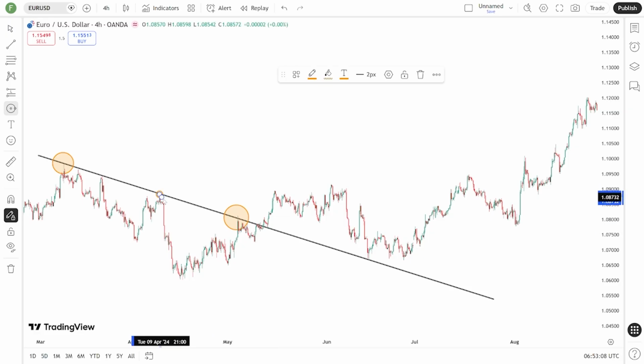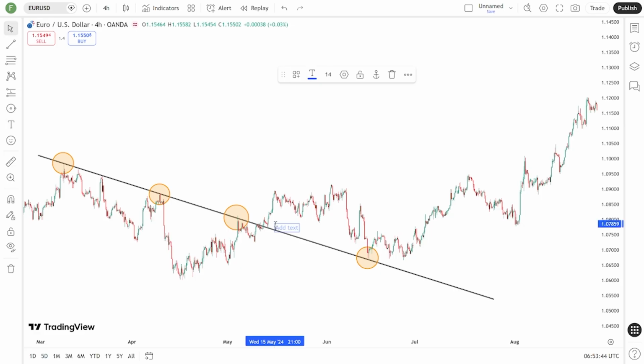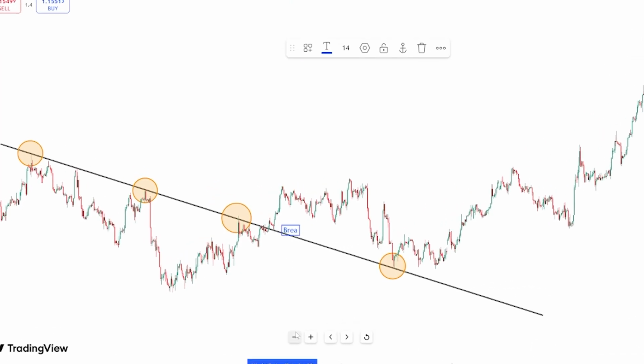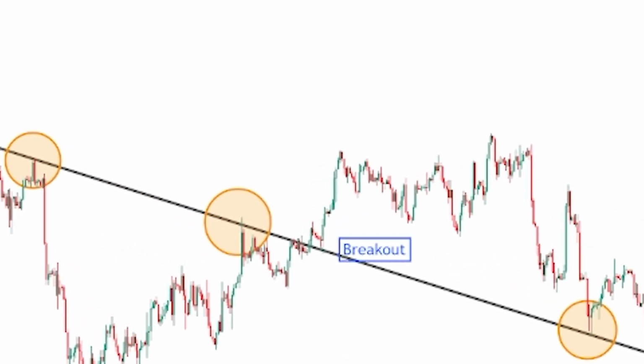Sometimes using the wick gives you 2 touches. Slightly adjusting, 3 or 4 clean touches. Which is better? Clearly the latter. Rule? Draw your line to maximize valid contacts. Trend lines are zones, not lasers. A little wick poking through? No big deal. What matters is the reaction, not millimeters.